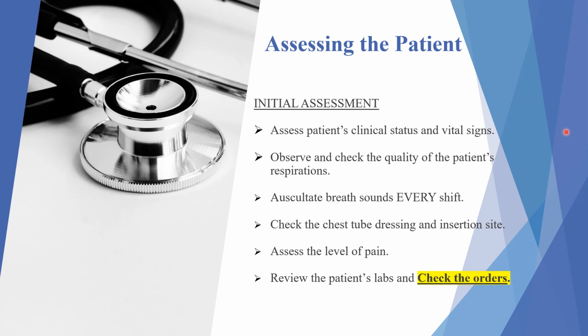All right. And then when we talk about observing and checking for the quality, we want to check the quality of the patient's respirations. Obviously, we want to do that. Are they using accessory muscles? Are they breathing hard? How fast are they breathing? All of those things are a part of that assessment. So we're doing that general patient assessment.